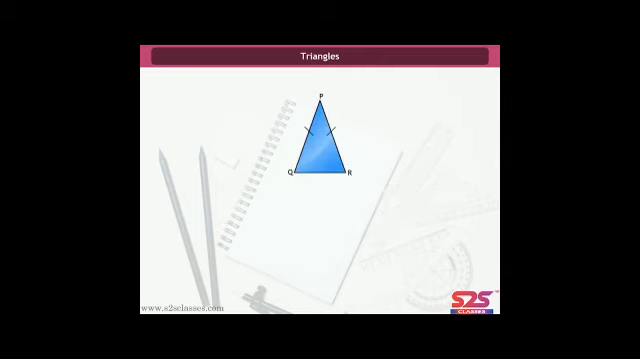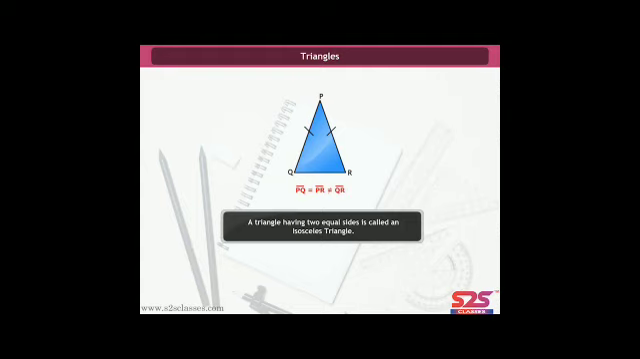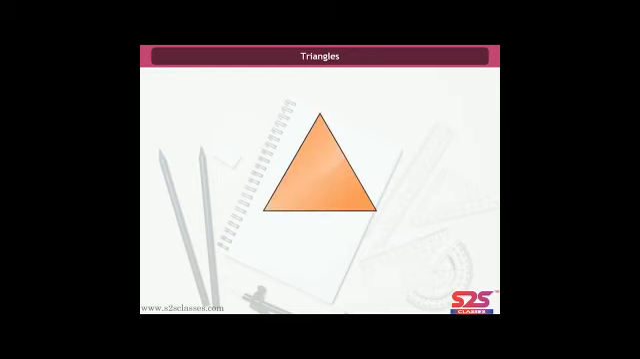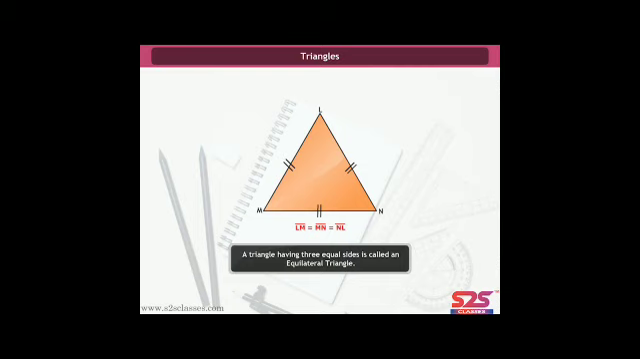Now look at this triangle. It has 2 equal sides. PQ equals PR, but it is not equal to QR. So we call this triangle an isosceles triangle. Now let us look at this triangle LMN. All its sides are equal. LM equals MN equals LN. This is an equilateral triangle.